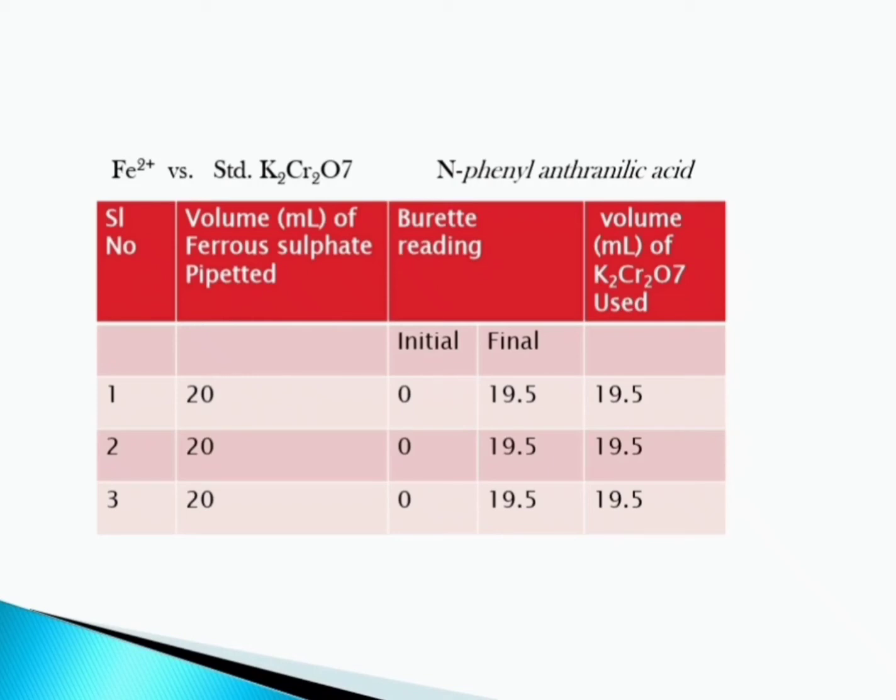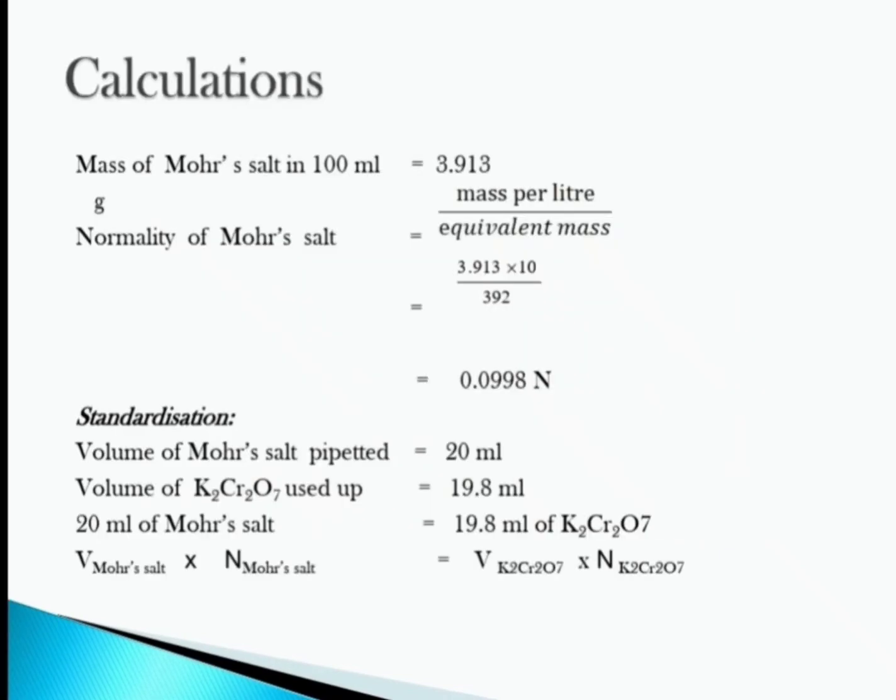Now we move forward to the calculations part. Calculations. Mass of Mohr's salt in 100 ml is 3.913 gram. Normality of Mohr's salt can be found out by dividing mass per liter by equivalent mass, that is 3.913 into 10 by the equivalent mass of Mohr's salt, 392. So substituting the values we get normality of Mohr's salt as 0.0998 normal.